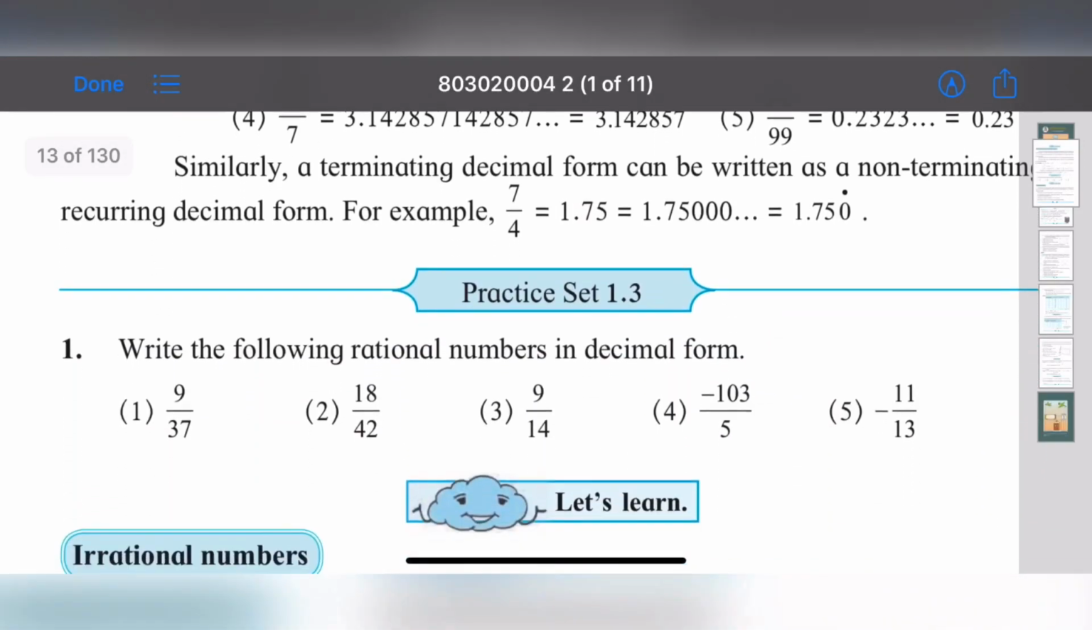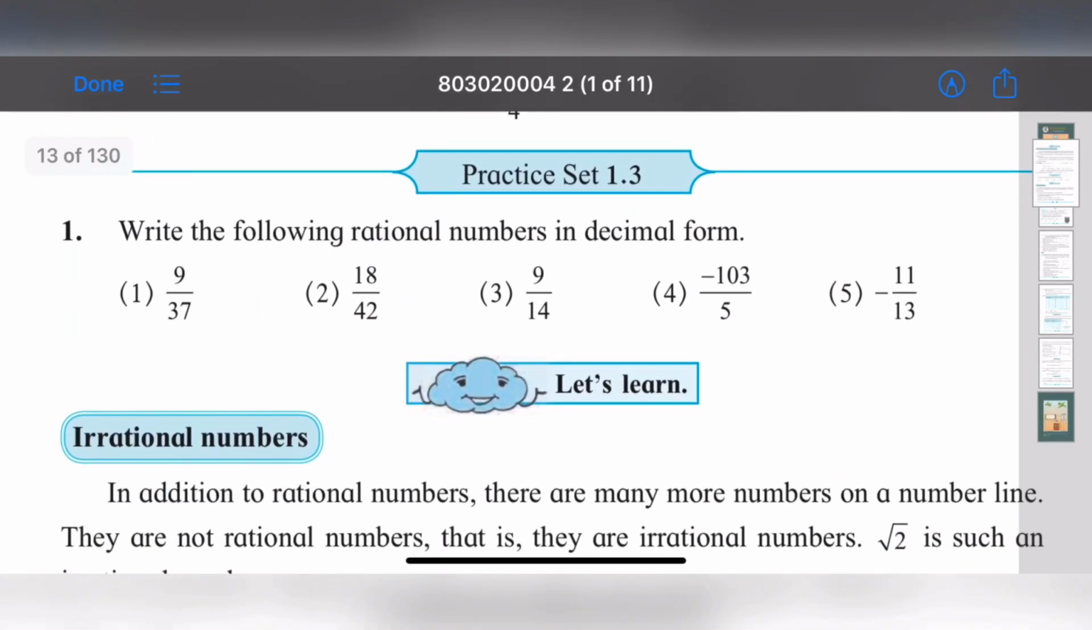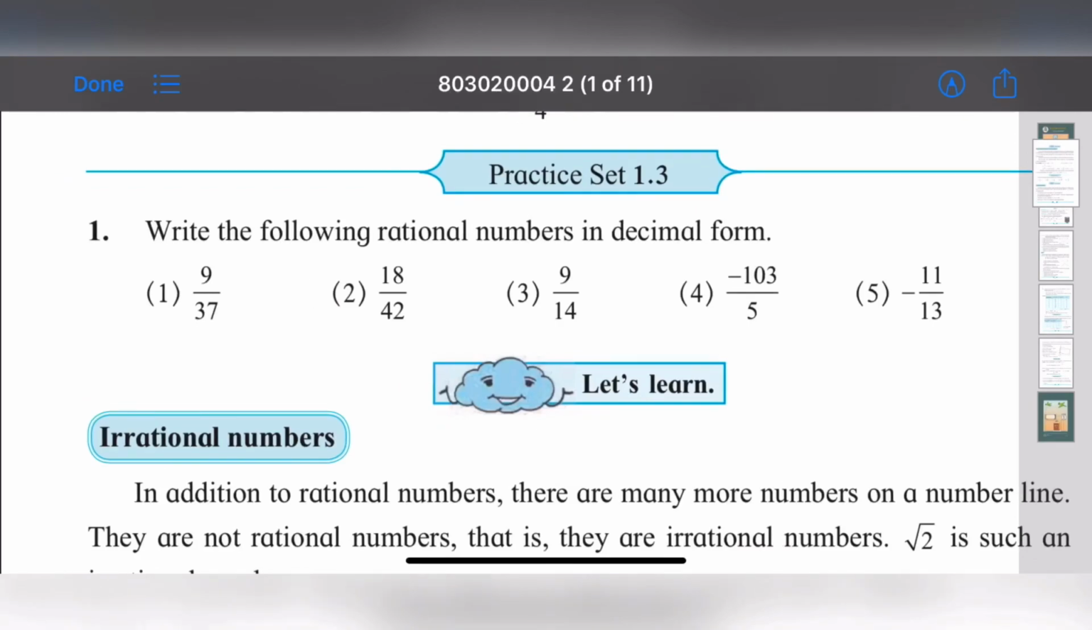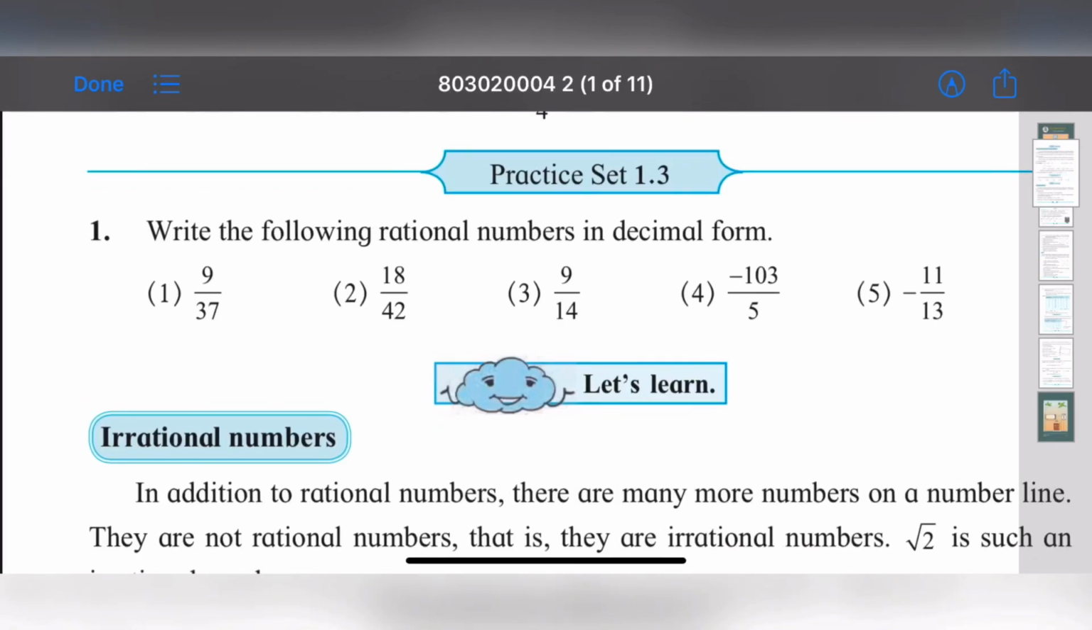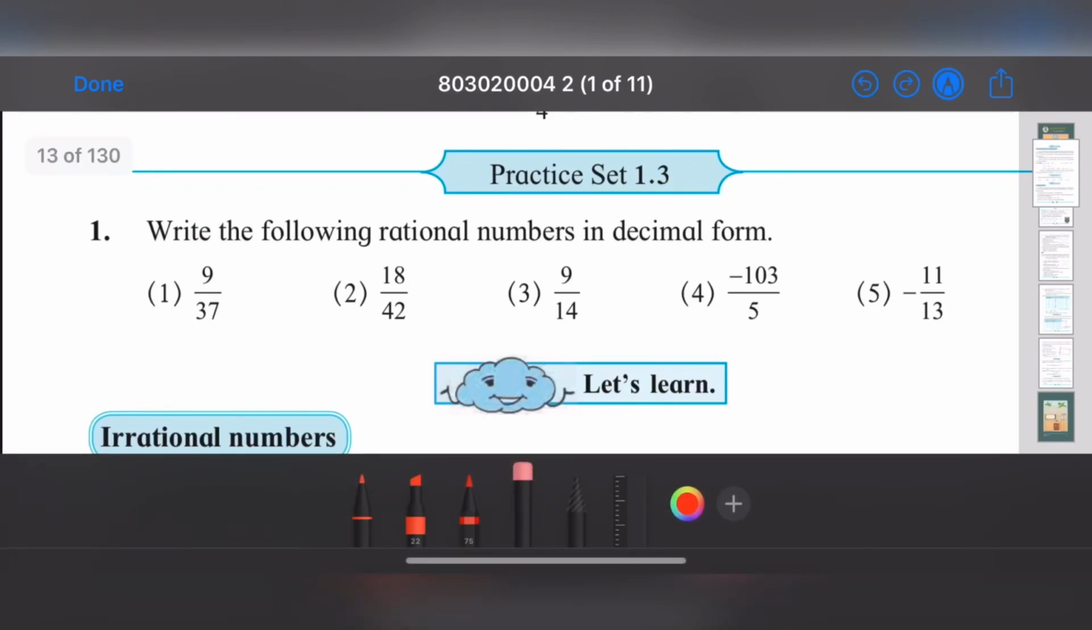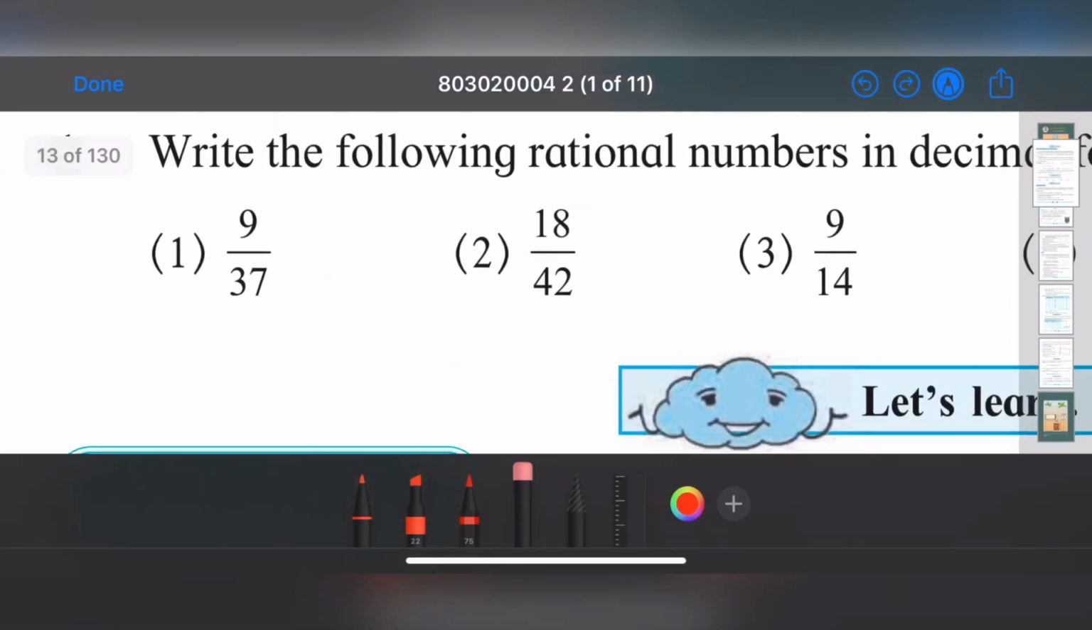Hello students, today we'll see how to solve sums from practice set 1.3 of the first chapter of maths from standard 8, that is rational and irrational numbers. Now let's look at the question here. Write the following rational numbers in decimal form. So here some rational numbers are given and we have to change them into decimal form.